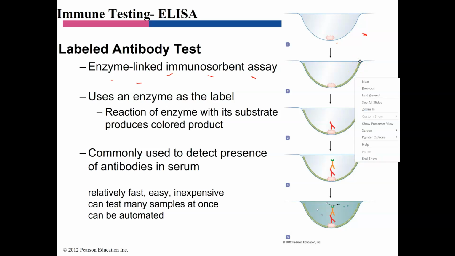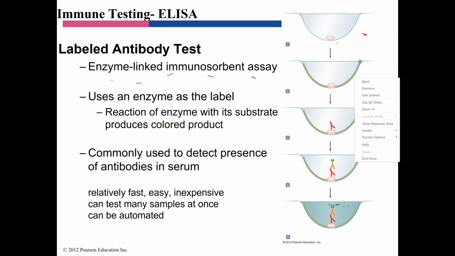And this can be something like albumin or milk protein, something that doesn't affect the results of the test, to block any of the spots that your antigen did not stick to. This is an important step because you don't want the antibodies to non-specifically be sticking later in the assay, because that'll screw up your results.